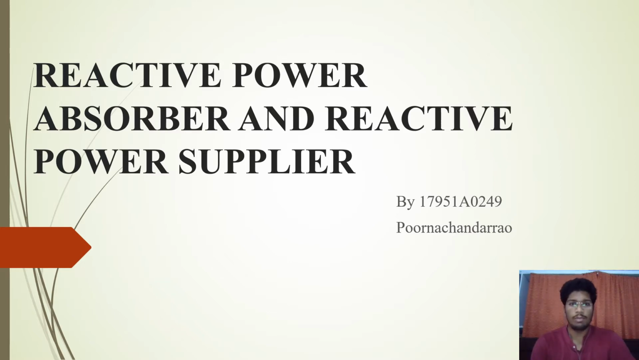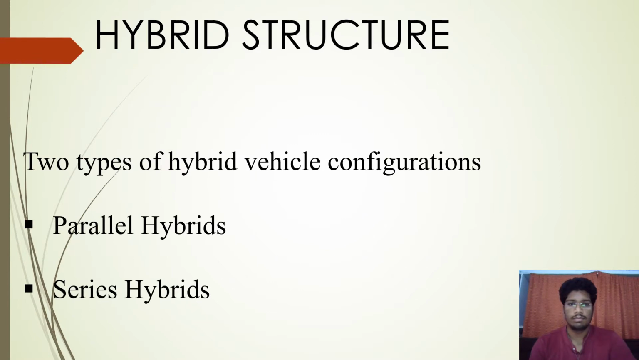Today I am here with my topic, Relative Power Observer and Relative Power Supplier. Relative Power Observer and Relative Power Supplier can be seen in hybrid electric vehicles, whereas hybrid structure. Let's talk about hybrid vehicles in detail. There are two types of hybrid vehicle configuration, parallel hybrids and series hybrids.